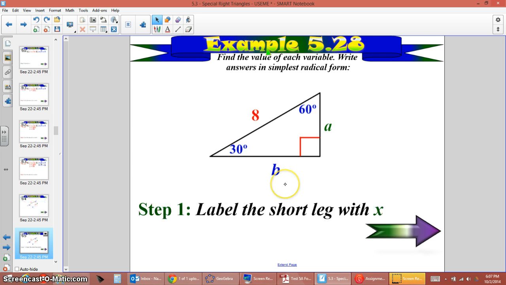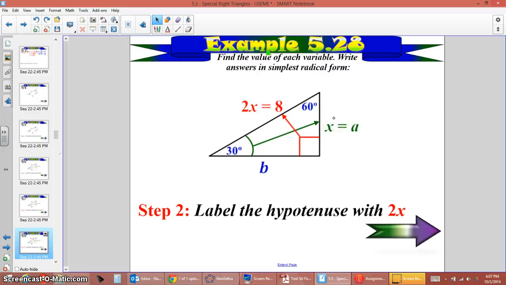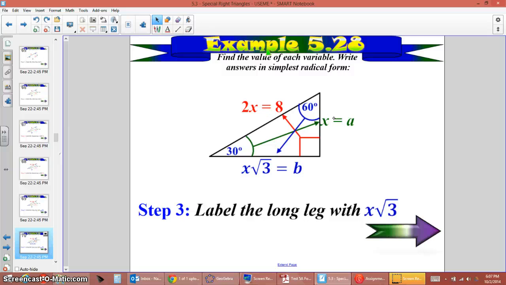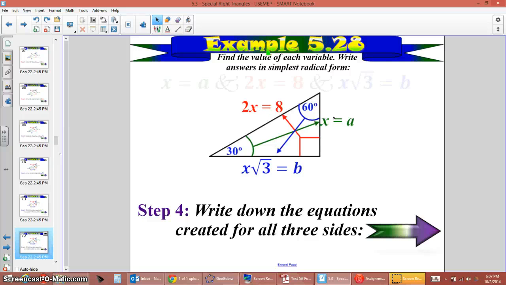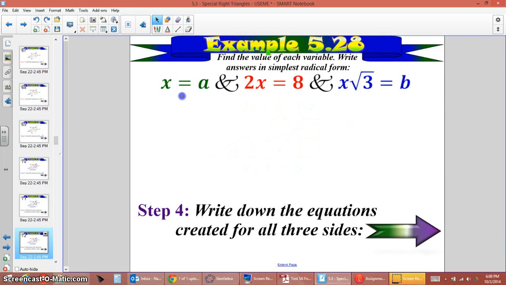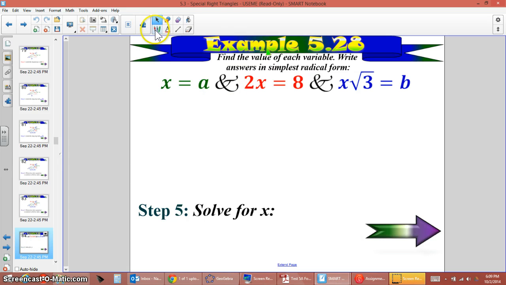So to see the long way, I come here, I cross, and I say that equals x, that equals 2x, and then B equals x root 3. I set up my equations. I draw them all out there nice and even, and I say x equals a. Again, here I notice that x equals a. 2x equals 8. And x root 3 equals b. I don't know why my marker's being all silly.